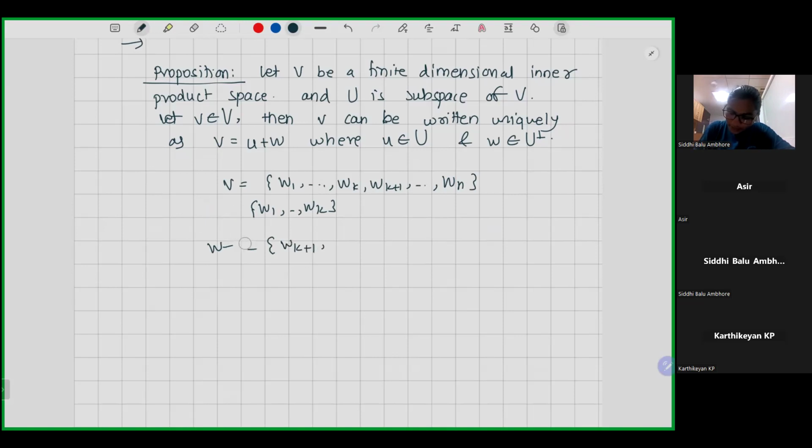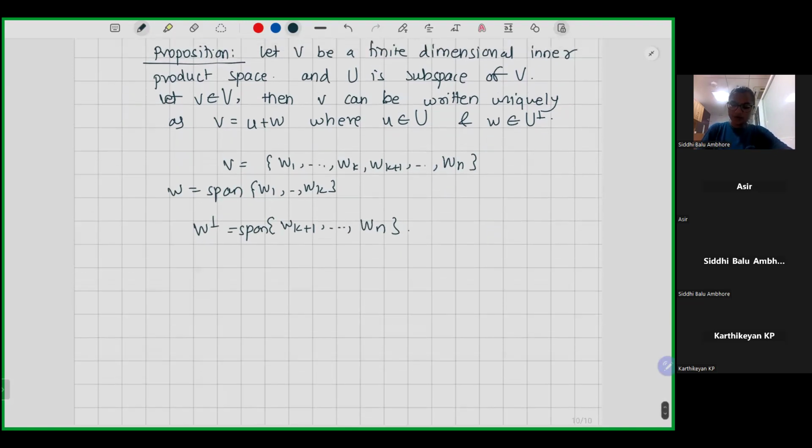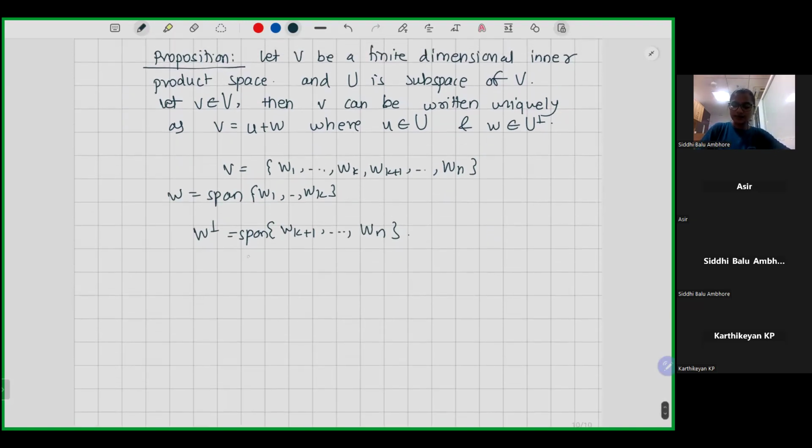Yes, span. In fact, I made a mistake here. W perp is the span of this thing, right? So if I call this U equal to W perp, then U perp will be the span of W1 to WK, which is W.